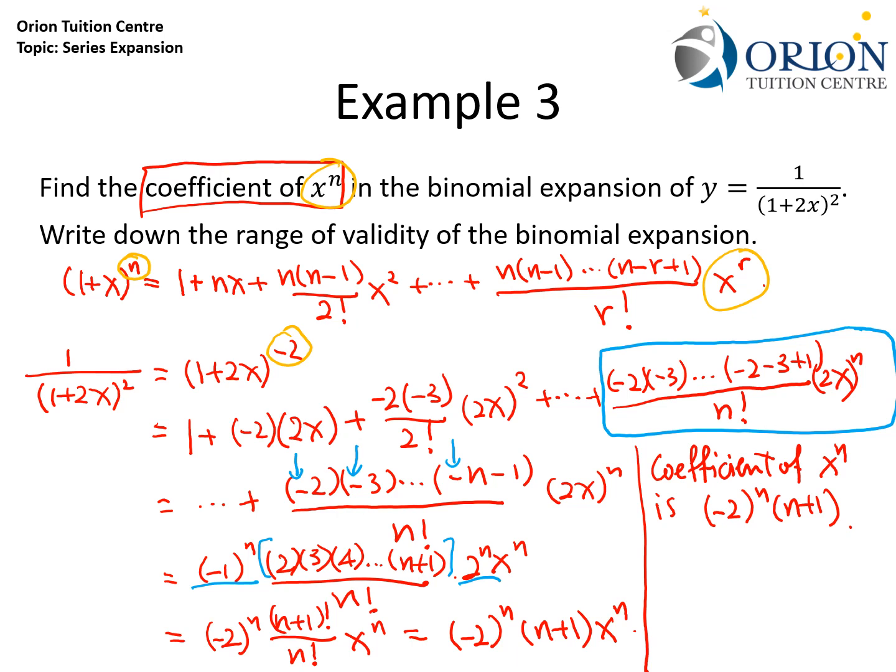Next, we need to write down the range of validity of the binomial expansion. And from earlier, we know that mod x must be smaller than 1. So we know that for this expansion, mod x must be smaller than 1. And in our case, we are not going to use x, but instead 2x. So I have mod of 2x less than 1. And if I solve this inequality, it becomes minus half less than x less than half. And this is the range of validity of this binomial expansion.